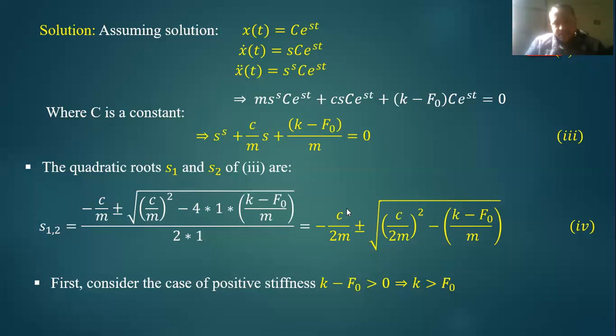So that would be minus c over 2m plus or minus the radical of (c over 2m) squared minus (k minus f naught) over m. So this is what we have. Now we can consider it in many ways. First, consider the case of positive stiffness, where k minus f naught is greater than 0; this is the stiffness term. So (k minus f naught) over m, we consider this part. This implies k is greater than f naught.